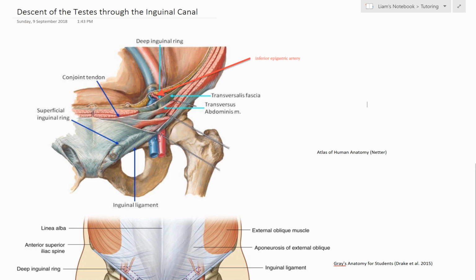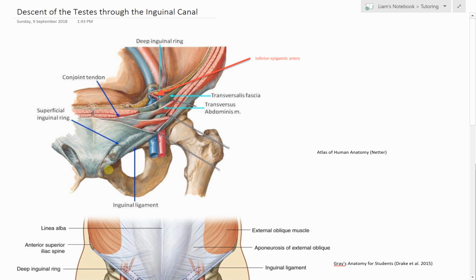Before the testes actually descend, and the analogous structures in females, the canal doesn't really exist to the same extent. It's almost like a potential space because this transversalis fascia that you can see here is actually still covering the deep ring of the inguinal canal. So because it's covered, it's not really a true canal in a sense.